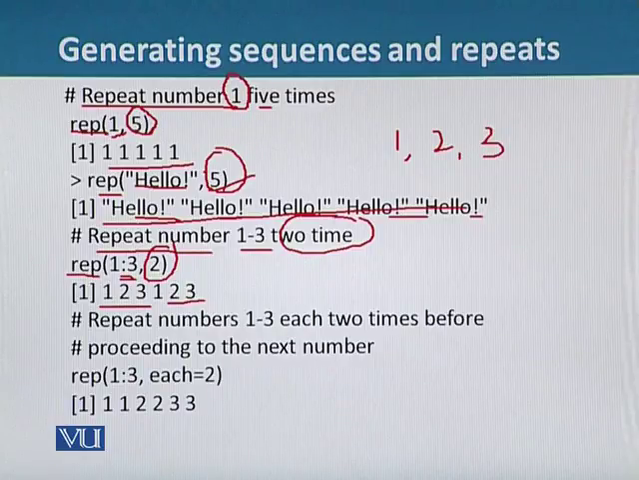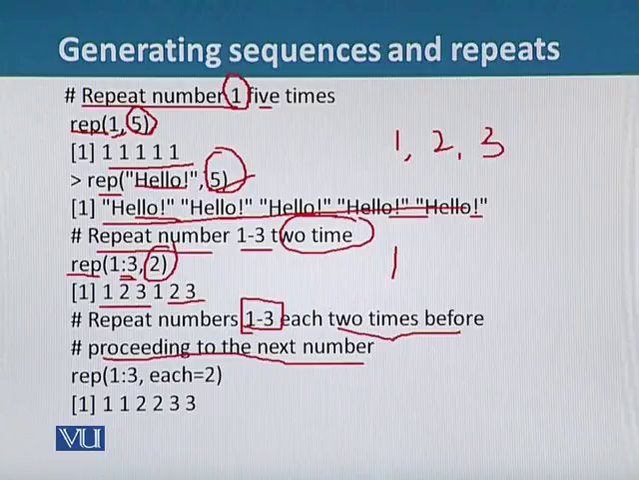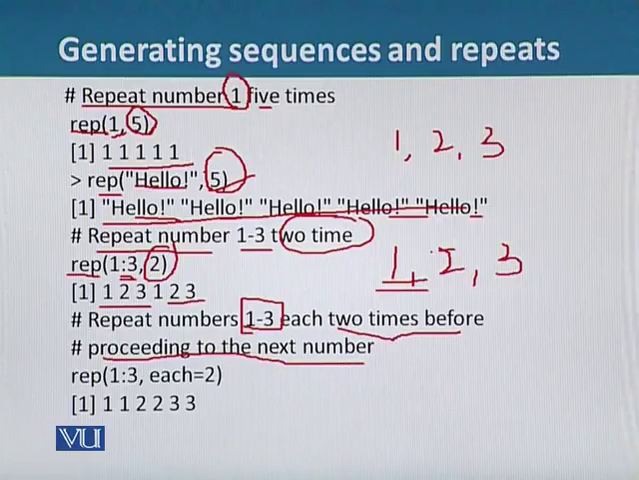Another type of repetition is if we want to repeat each of the numbers 1, 2, 3 two times before proceeding to the next number. Each of the numbers will be repeated twice before it reaches the next number. For this purpose we again use the rep command. We write the first argument, what is to be repeated, which is 1 colon 3, and we write each equal to 2. It means 1 will be repeated twice, 2 will be repeated twice, and 3 will be repeated twice. And we will get the answer: number 1 two times, number 2 two times, and number 3 again two times.